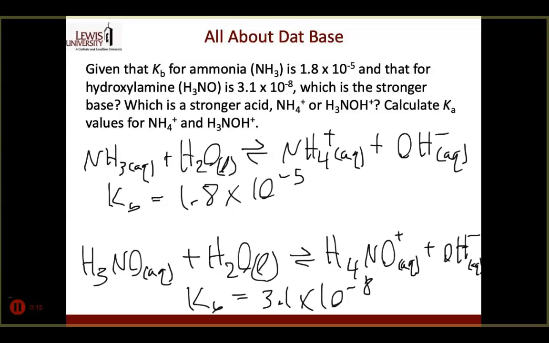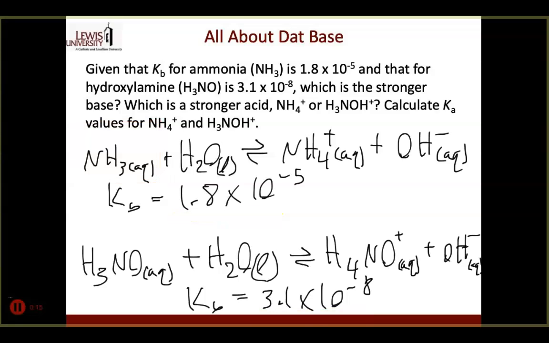All right, now this base has a Kb value of 3.1 times 10 to the minus 8th. So, which base is stronger? Well, obviously, ammonia is the stronger base because the Kb value for ammonia is much larger than the Kb value for hydroxylamine. So the equilibrium for the reaction of ammonia with water is going to lie further to the right, and you're going to produce a lot more hydroxide than you would with hydroxylamine.